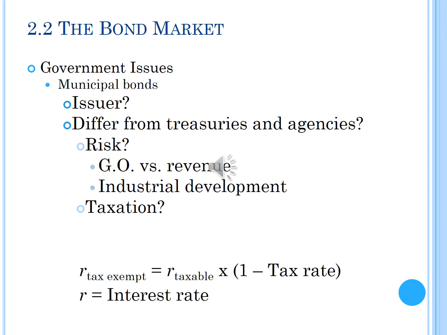Here you can see the formula for the calculation in front of you. So return on the tax exempt bond equals the return on the taxable bond multiplied by 1 minus the tax rate. Okay.